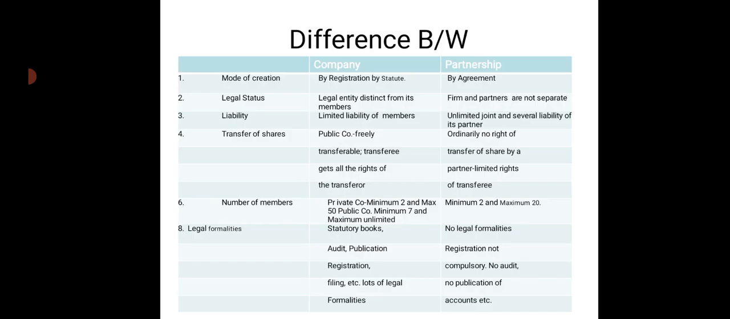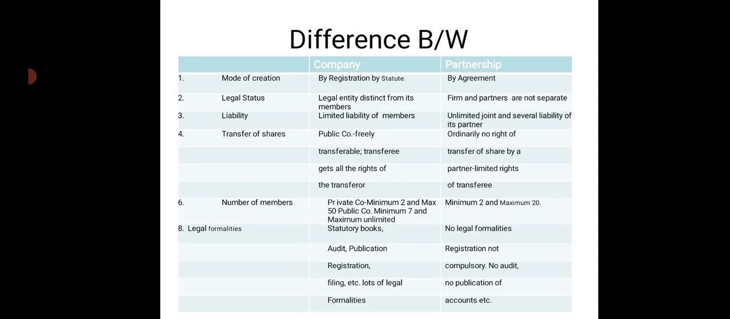Now you can see the difference between the company and the partnership firm. Mode of creation: it is mandatory for the company to get registered, but a partnership can be formed by agreement. Legal status: a company is a legal entity distinct from its members, but the firm and partners are not separate. Liability: in a company the liability of the members is limited, but in partnership there is unlimited liability. Transfer of shares: in a public company shares are freely transferable, but in a partnership firm ordinarily there is no right of transfer of shares.